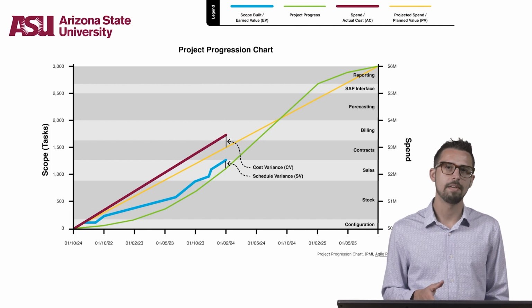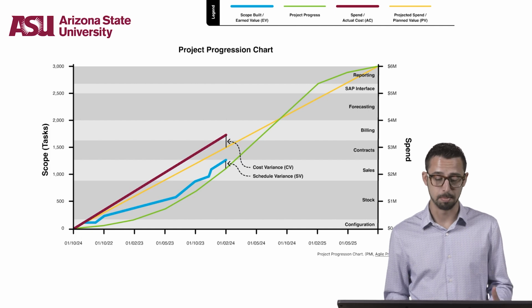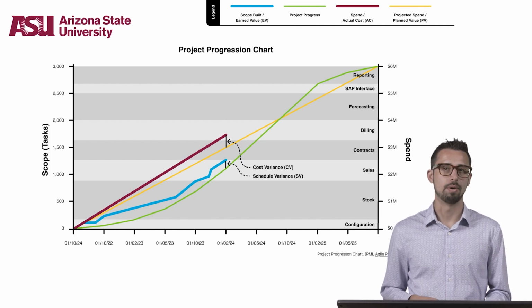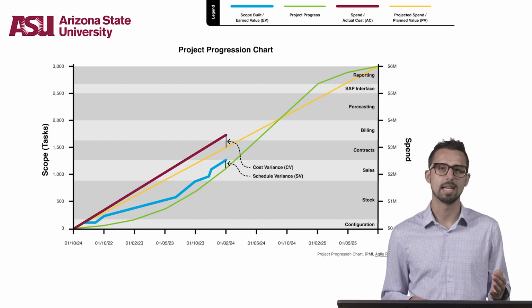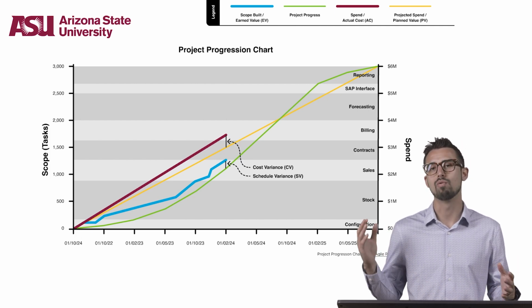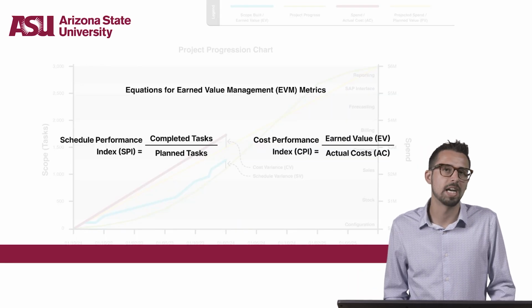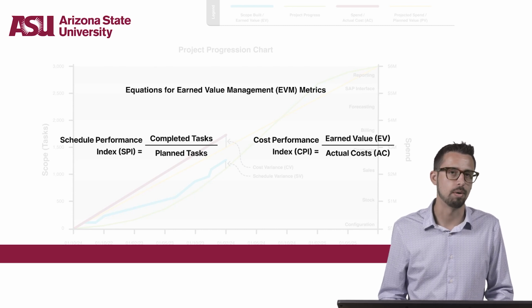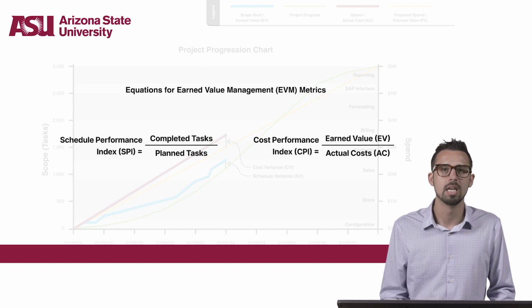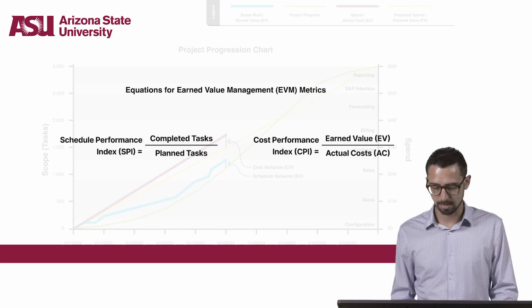Lastly, another way for a team to measure earned value would be to consider using this type of burnup chart. For example, note that the left y-axis represents the number of tasks as scope, and the right y-axis represents the project spend. Traditional earned value management, or EVM, metrics like schedule performance index, or SPI, and cost performance index, CPI, can be easily used in Agile projects.